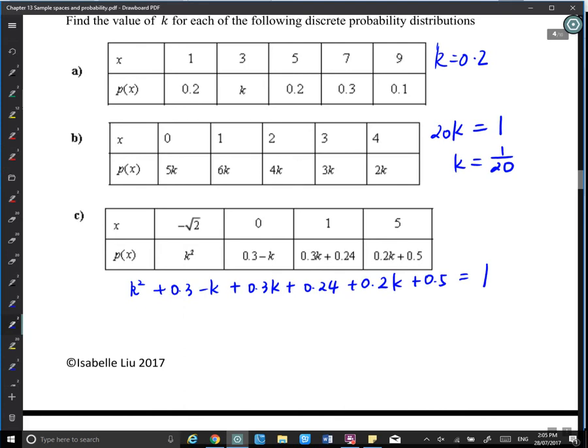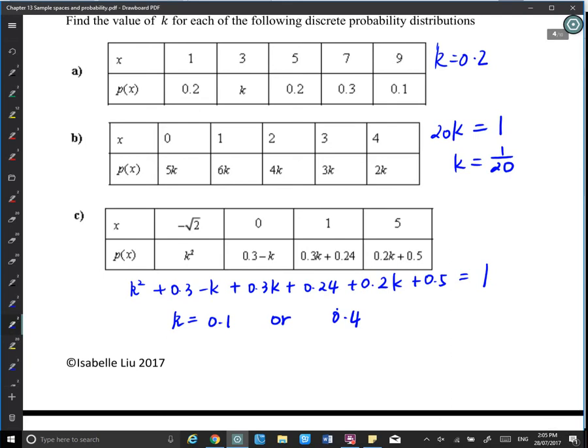Okay, what's the answer? This is a quadratic. It's very likely to get two answers. So what does K equal to? Or 0.4. Okay, thank you. Will both be your answers? Don't forget your two conditions. What are the two conditions? You only satisfy one because they add up to 1. Yes, you satisfy that. What's the other one? In between 0 to 1.